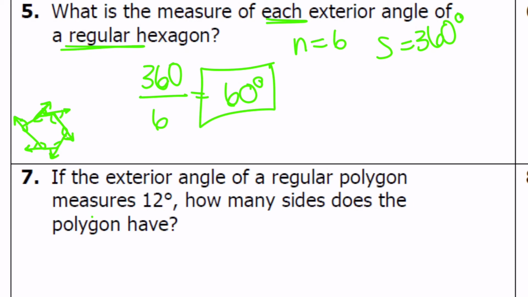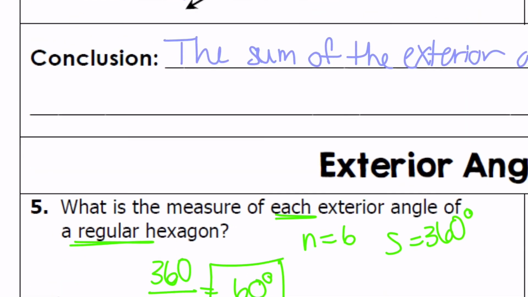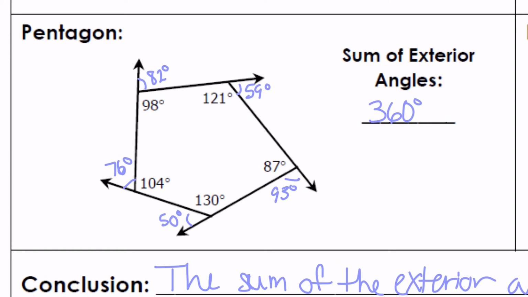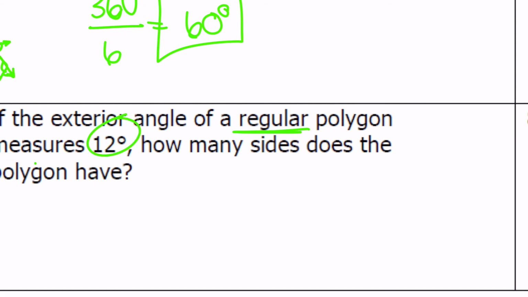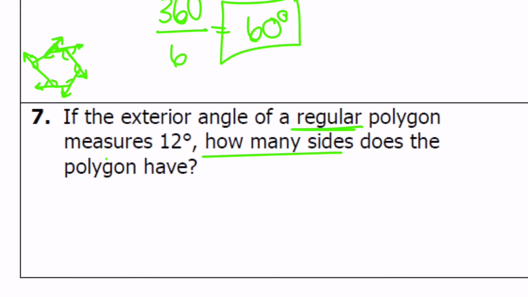Okay, let's look at number 7. If the exterior angle of a regular polygon measures 12 degrees, how many sides does the polygon have? So, if each of those exterior angles equals 12 degrees, I need to find out how many sides the polygon has. Notice how when I was up here, I was adding all of the exterior angles together to get the exterior sum. Since they are all the same, I can multiply the number of degrees of each angle times however many sides the polygon has, and it's going to equal 360 degrees.